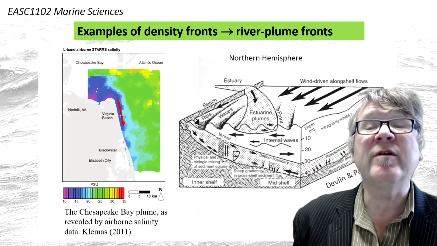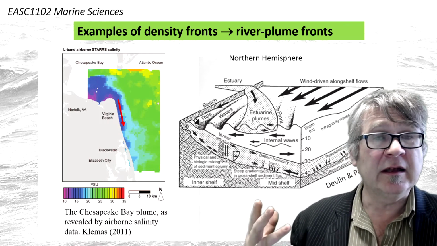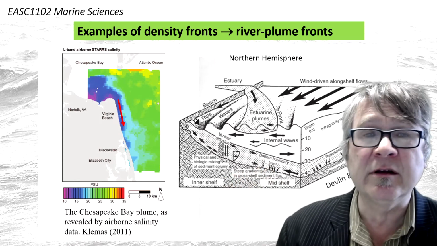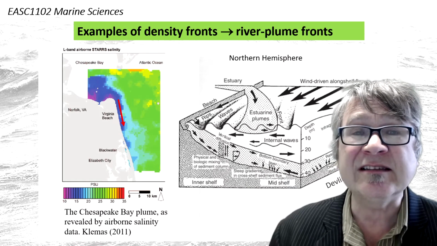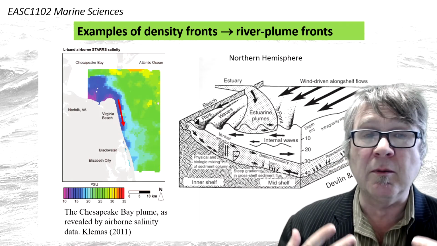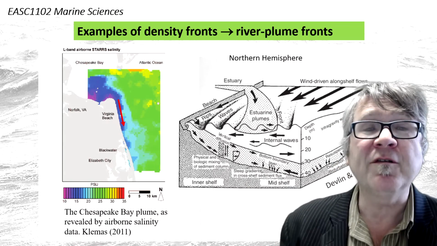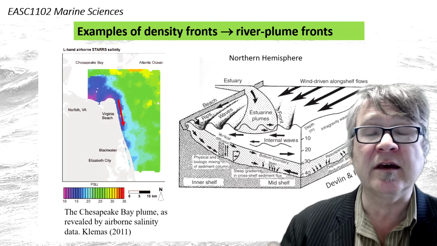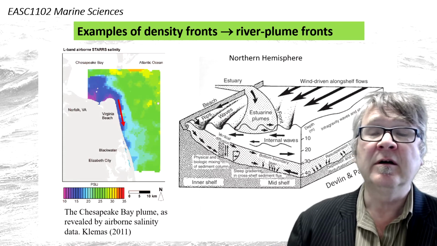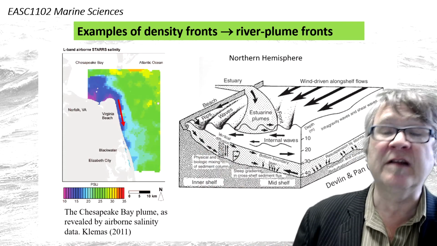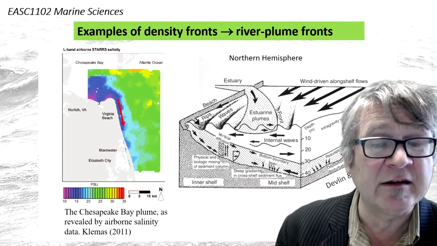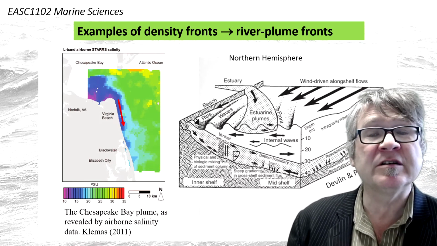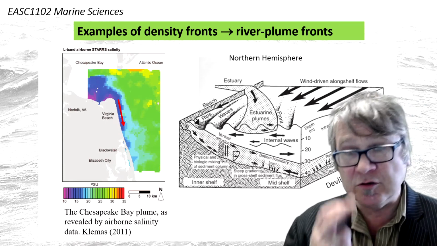Okay, and the large river plumes, instead of just pushing water into the adjacent ocean, actually this so-called plume turns and follows the coastline. Here are examples for the northern hemisphere. So the fresh water, which is on the left side, is shown in some measurements of salinity from a plane. There are some methods by which you can measure salinity at a relatively coarse resolution.